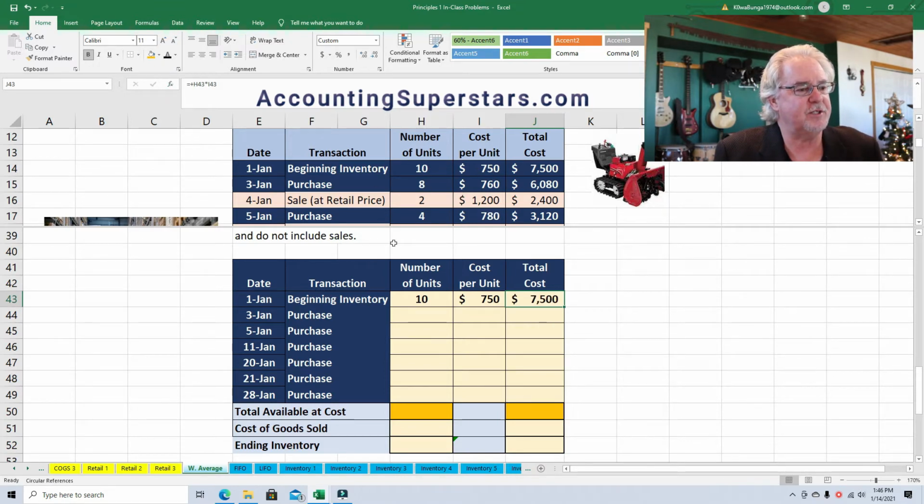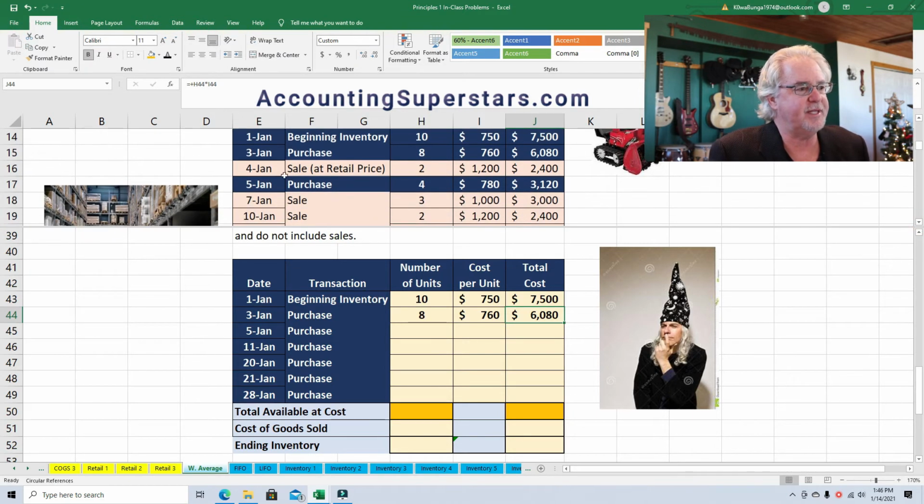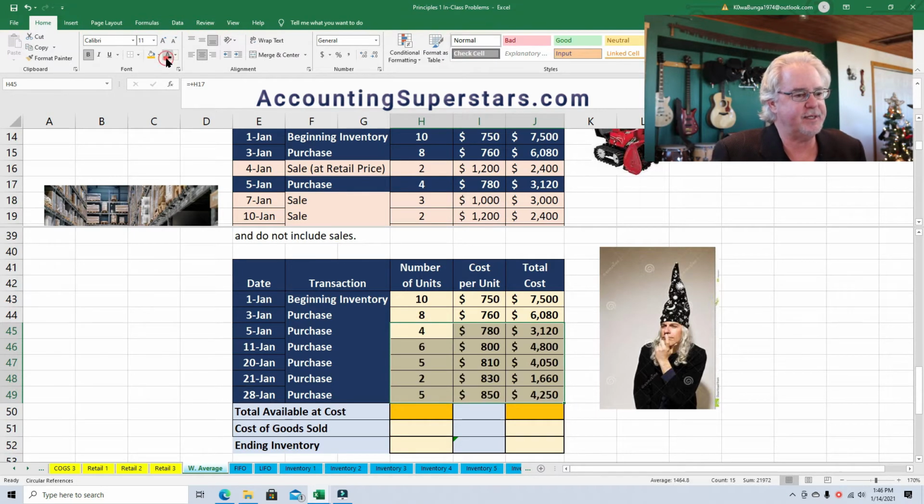Then we have a purchase of 8, so I'll bring down that 8, and it's at 760 each. 8 times 760 is a grand total of $6,080. We would just repeat this for all of the purchases. We do the same for January 5th, the purchase of 4 at 780. I'll just highlight all these numbers here so we have them. All I did was copy them down.